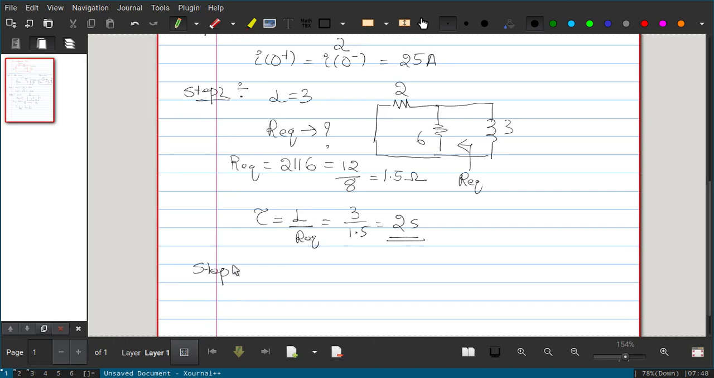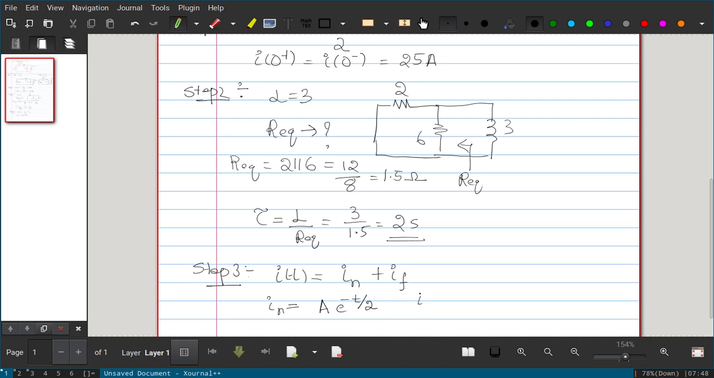Step 3, we will write the response I of t. I of t will have two components. One is natural response, another one is forced response, In of t and If of t. Since it is driven RL circuit, we will have natural response also, forced response also. And how to write this In? So we will first consider In. In form is A into e power minus t by tau. Tau is already calculated, it is 2. Okay, and A we have to calculate from the initial condition.